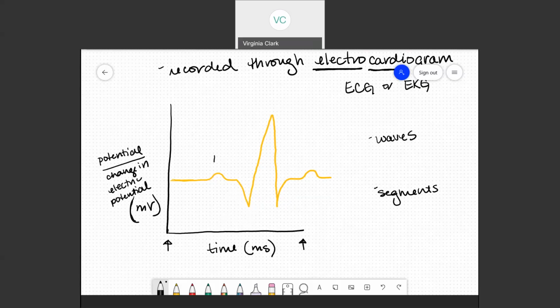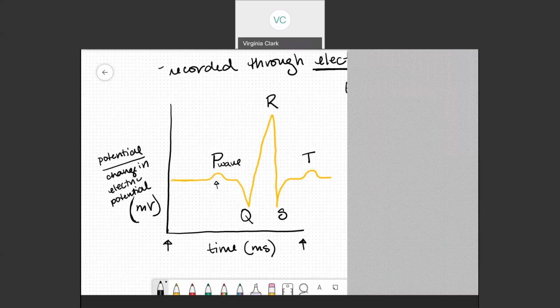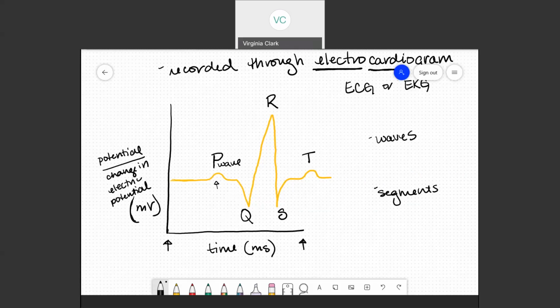You're going to have the P wave, which is measuring this guy right here. And then you're going to have the QRS waves. So the PQRS: P wave, then the QRS wave, and then this is going to be the T wave. So all of these waves you are going to have: P, Q, R, S, T, P, Q, R, S, T. Then you're going to have some segments.